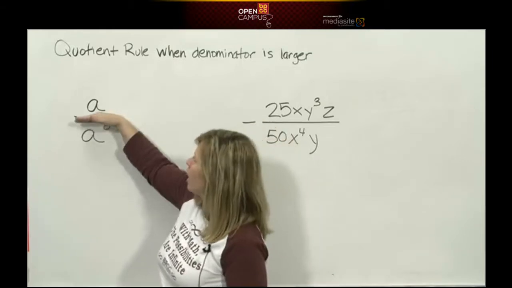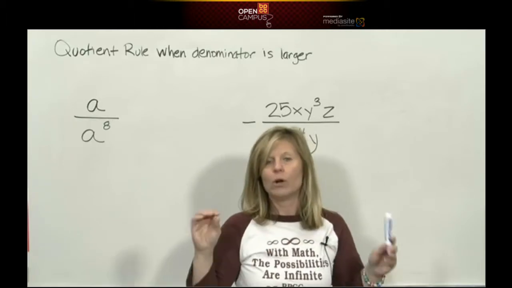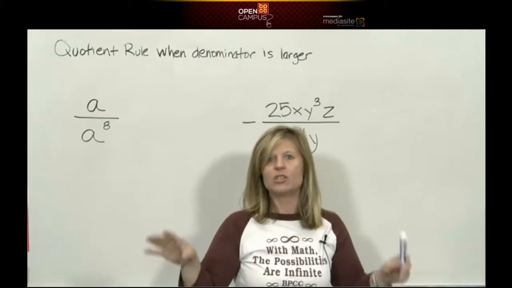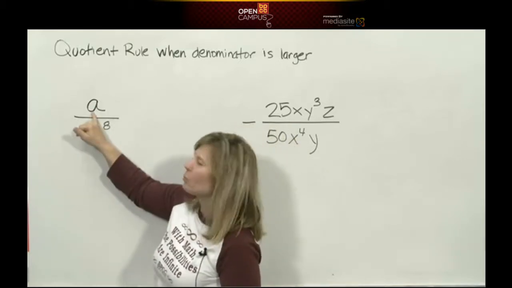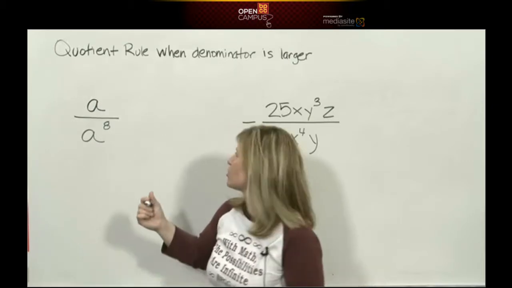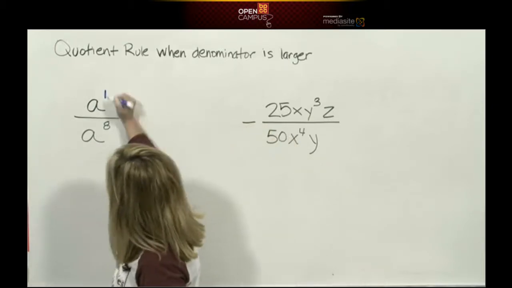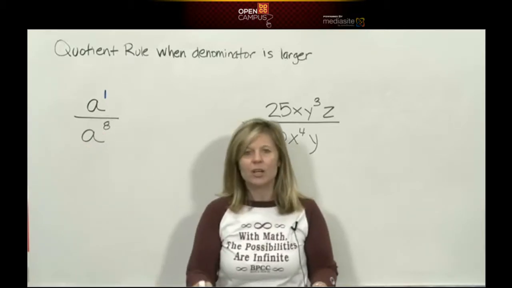Okay? So we know division means you would subtract exponents. That's the rule. When you do a division of the same base, you subtract exponents. We know our base is the same because we have a letter A here and a letter A here. First thing I need to know is my exponents. Well, we know this A has an understood exponent of 1. We know this A has an exponent of 8.